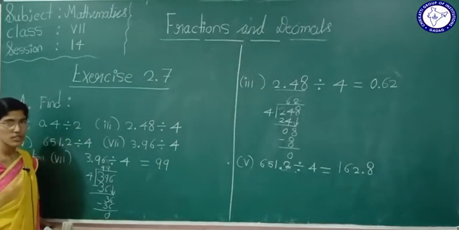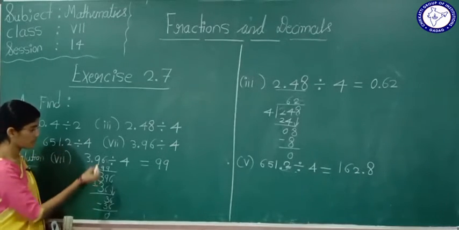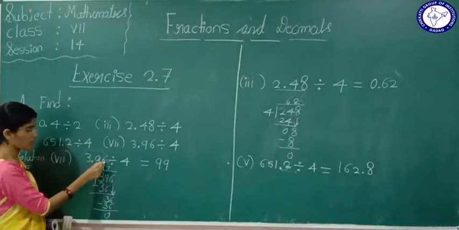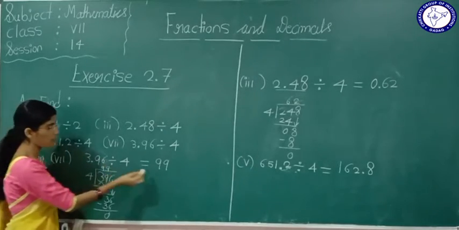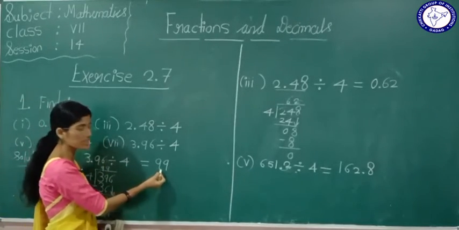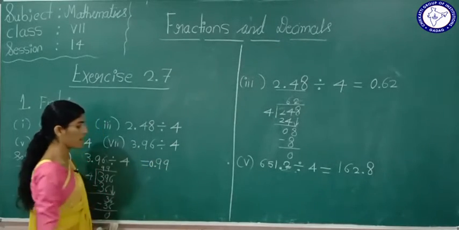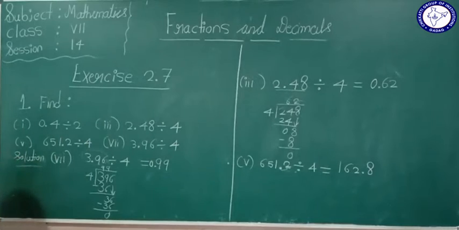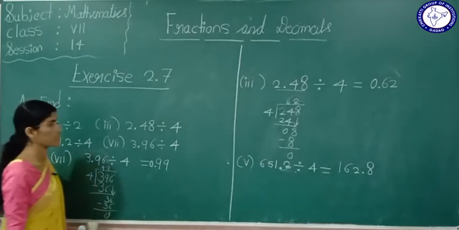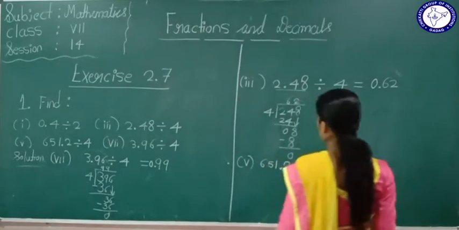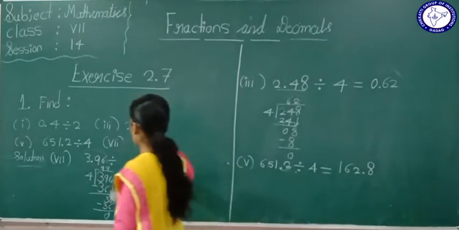Now how to give the decimal point? Now see here, in this decimal number, after this decimal point, how many digits are there? 1, 2. From the back side, after two places you put the decimal point. It will be 0.99. Okay, this is about the first one. In a similar way you solve the remaining problems. Now we will go for the second one.